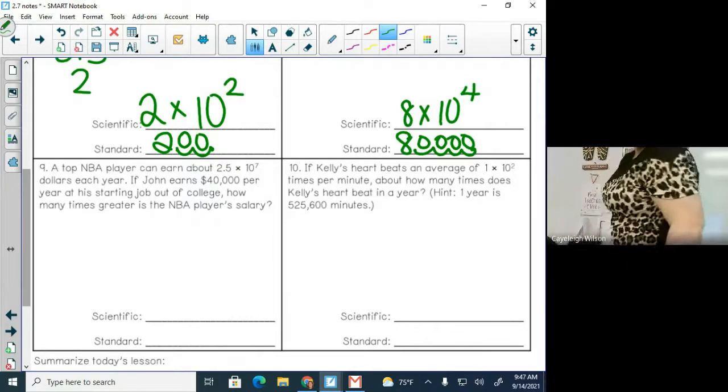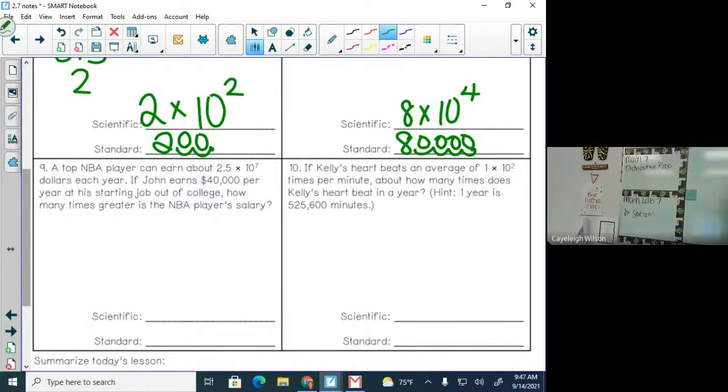All right, so on this one, it says a top NBA player can earn about 2.5 times 10 to the 7th dollars each year. If John earns $40,000 per year at his starting job out of college, how many times greater is the NBA player's salary? So it says how many times greater.